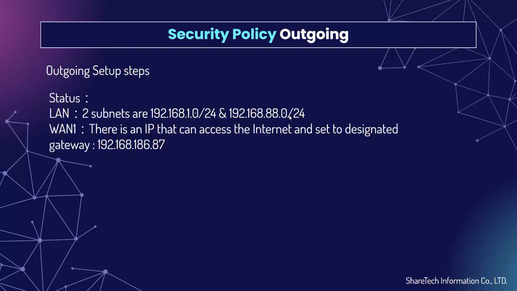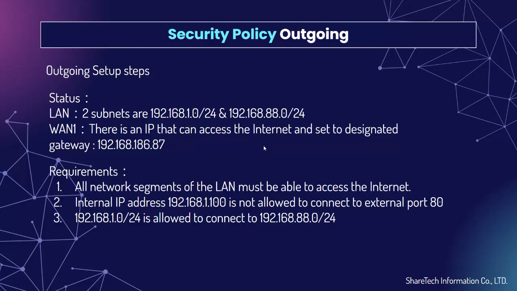The status is I have a LAN interface with two subnets. The first one is .1.0/24 and the other is .88.0/24. One has an internet accessible IP address of 192.168.186.87 and it is configured as the designated gateway.